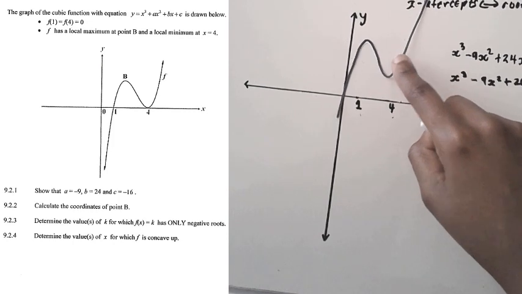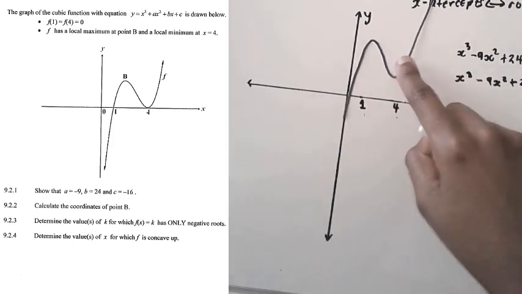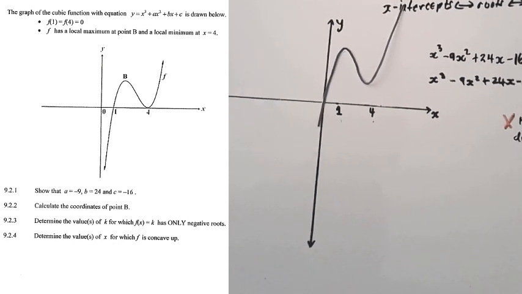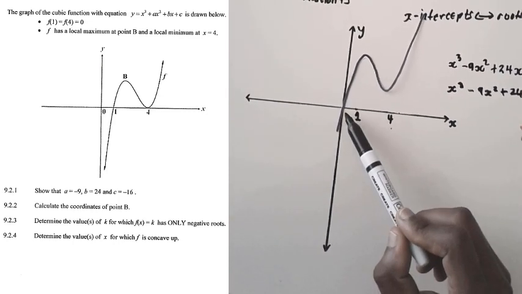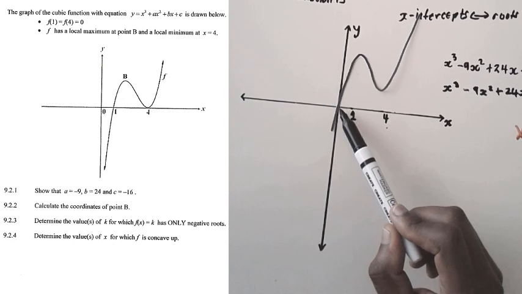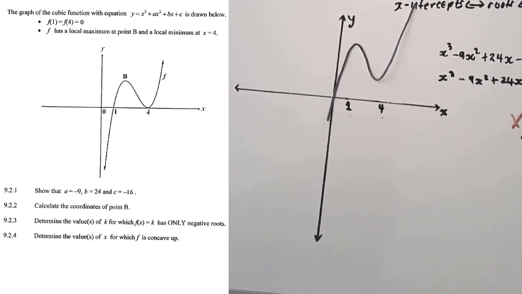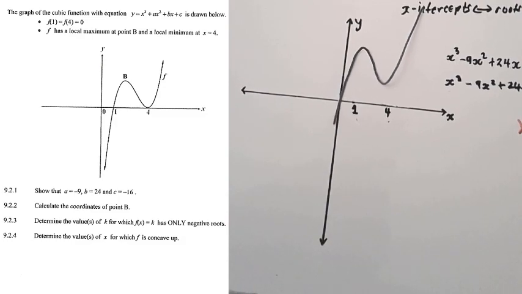So there it is. Trying to get it there. It's kind of flimsy as well. So now it has a y-intercept of exactly 0, if k is equal to negative 16.